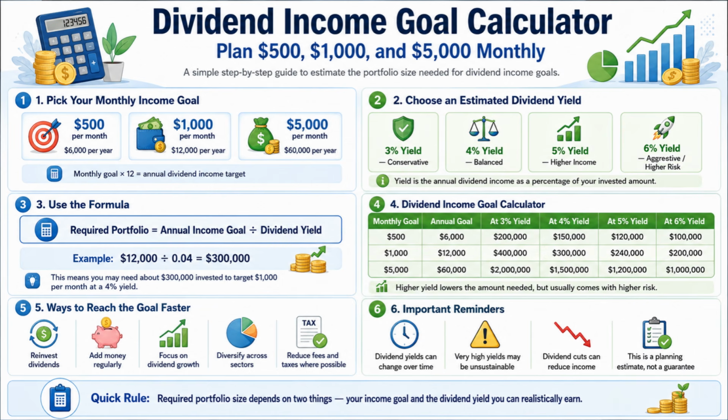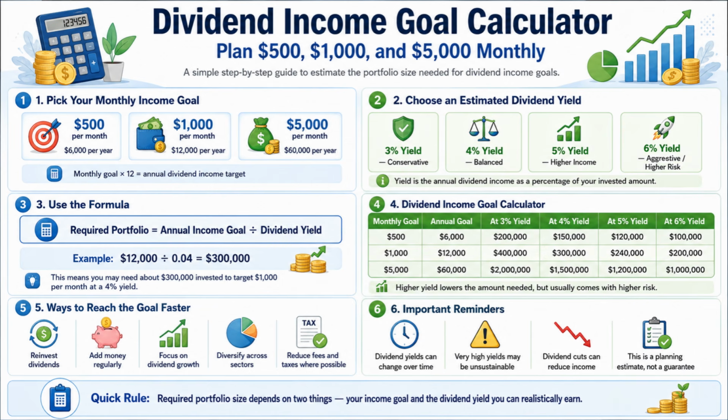First, to plan dividend income properly, you need to decide how much monthly passive income you want from your investment portfolio. For example, if your goal is $500 per month, that becomes $6,000 per year. Similarly, if your goal is $1,000 per month, that becomes $12,000 per year. On the other hand, if your goal is $5,000 per month, you will need $60,000 per year in dividend income.